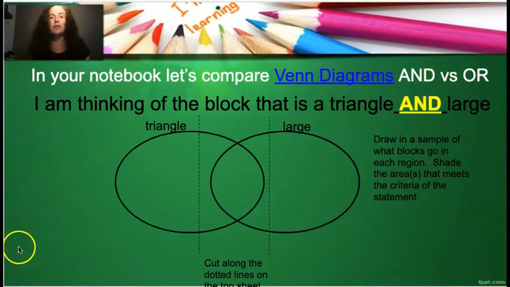So in your notebook, let's compare Venn diagrams and versus or. I have a foldable for you that you can click on and get from right here. Then you can cut it out, label it, and we're saying, I'm thinking of a block that's a triangle and large. So you're going to draw in the blocks which go in each region, okay? And then you're going to shade the area that makes that true. So triangle and large.